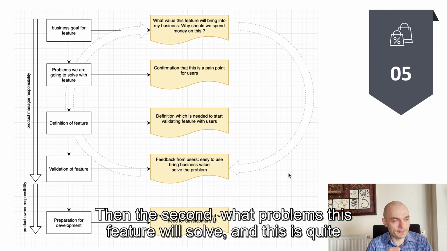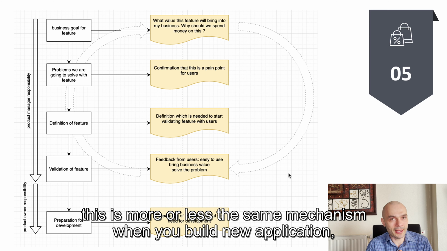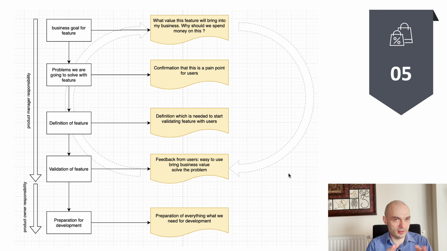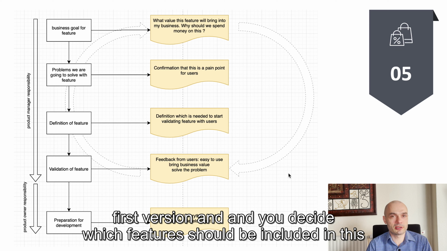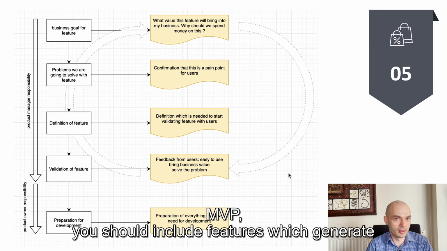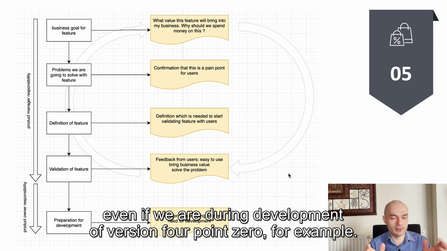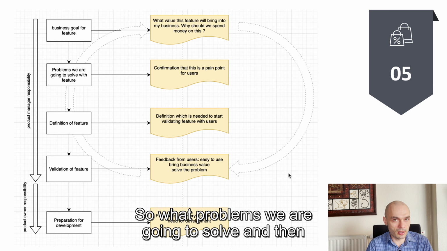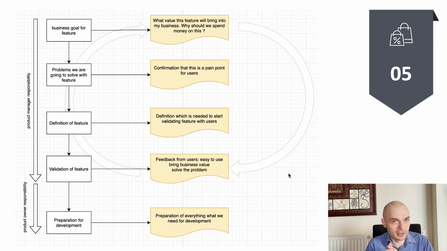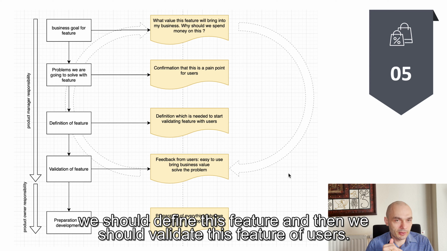This is more or less the same mechanism as when you build a new application, the first version, the MVP, and you decide which features should be included in this MVP. You should include features which generate the most value for users and which will help you achieve your goals. And here it is similar, even if we are in the middle of developing version 4.0, for example. So what problems are we going to solve, and then we should define this feature, and then we should validate this feature with users.